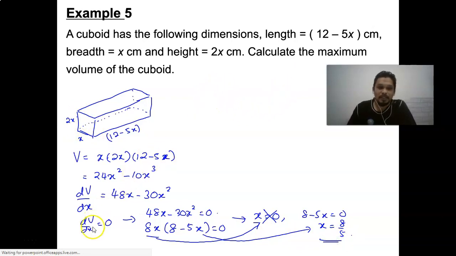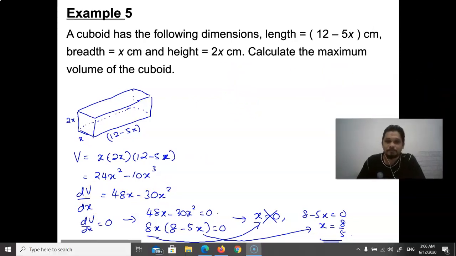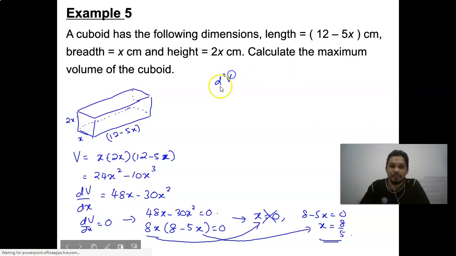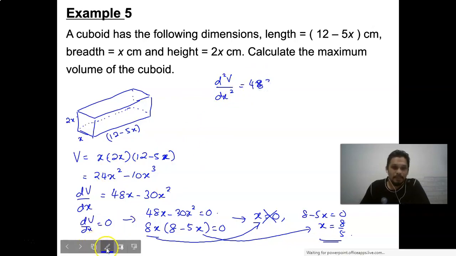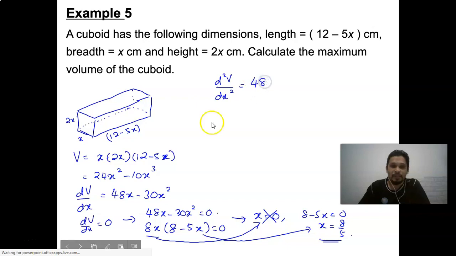So now, with the first derivative, which is dV/dx equal to 48x minus 30x squared, then the second derivative of V, the volume with respect to x. Sorry, I make a mistake here, sorry for that. The second derivative should be derived from this one here.